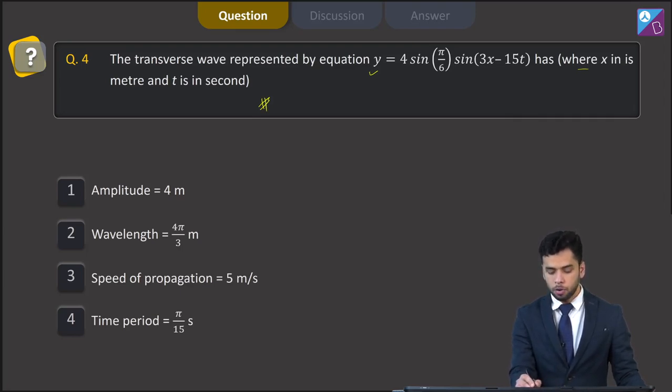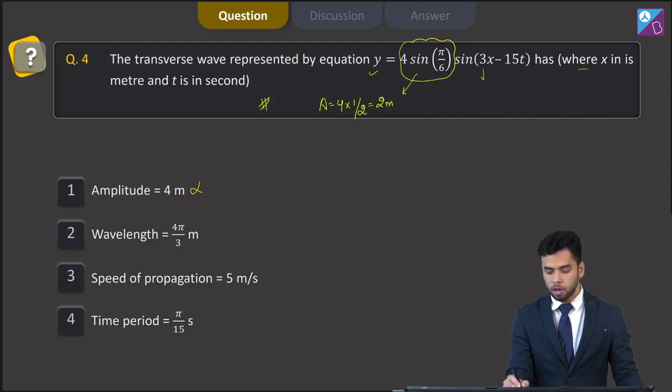So the amplitude over here is 4 sine pi by 6, right? So let us solve this. The amplitude becomes 4 into sine pi by 6, which is 1 over 2. So 4 into 1 over 2 is equal to 2 meter. So the amplitude is 2 meter, but it is given as 4 meter. Option 1 will be wrong.